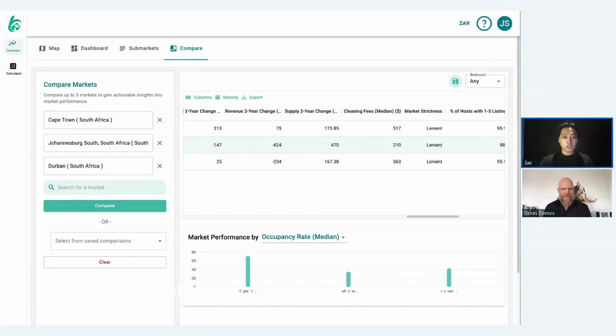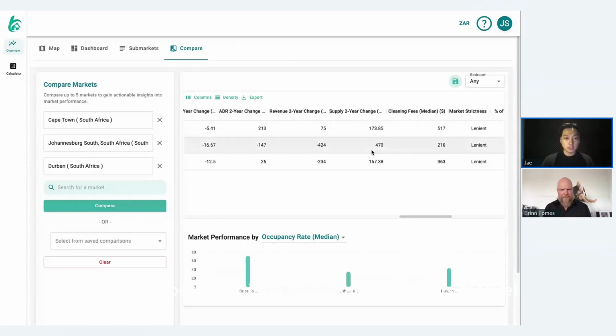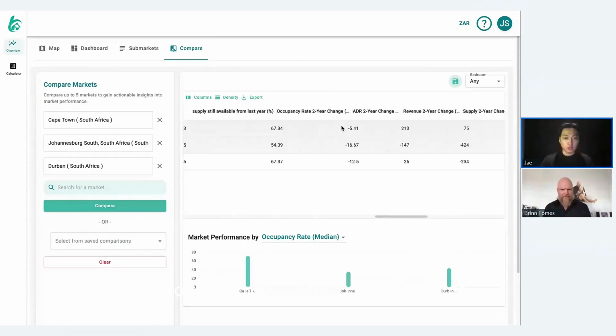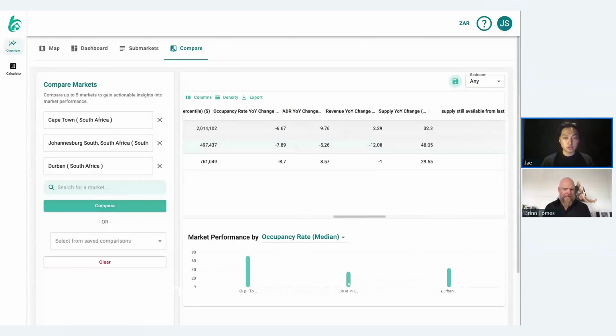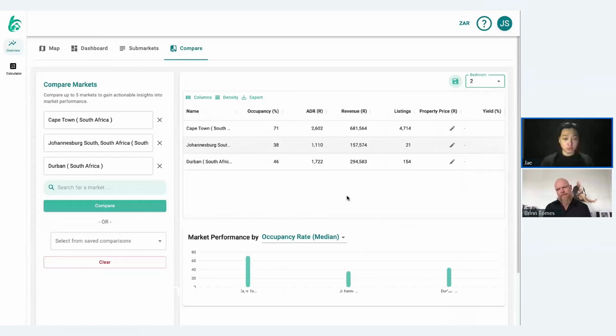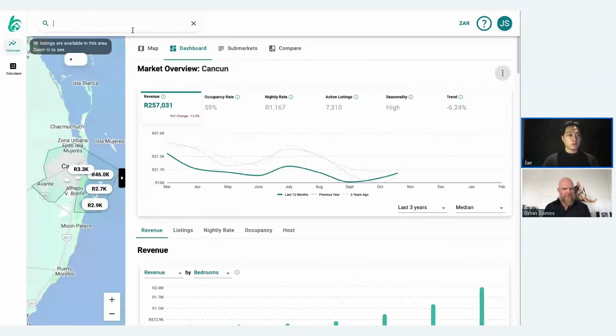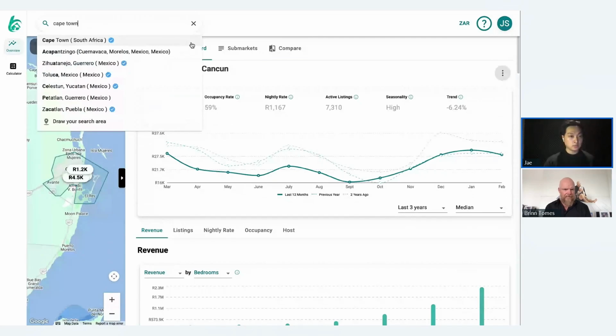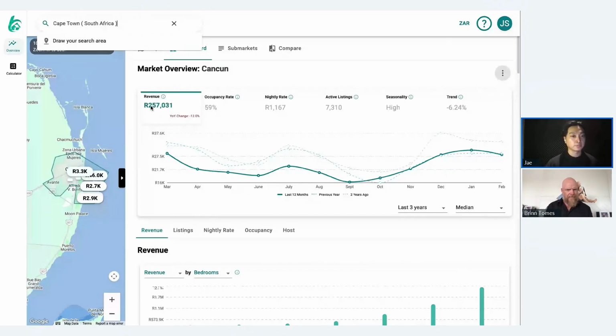Yeah, and you can see how the supply, the number of listings, has changed in this market, or average daily rate. So these changes will show the trend of how things are heading. You can filter by number of bedrooms as well. So you can see how much they're making for 2 bedrooms versus 3 bedrooms, and so on. And then getting back to your first questions about Cape Town. You can search for a market, but if you can't find a market, you can simply draw a market by clicking this button as well. But in this demo, we'll go to Cape Town.